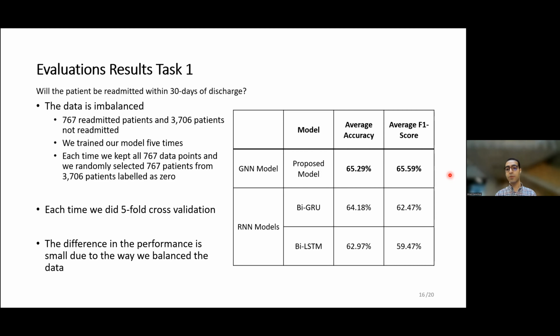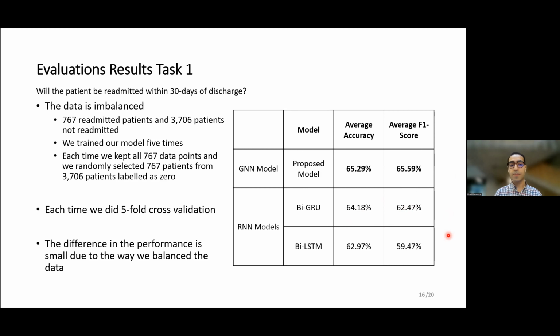So as you can see on the right, our GNN has slightly better performance in accuracy and F1 score than RNN models. The improvement is not a lot, because the way we handled the data imbalance caused us to lose some of our data points.